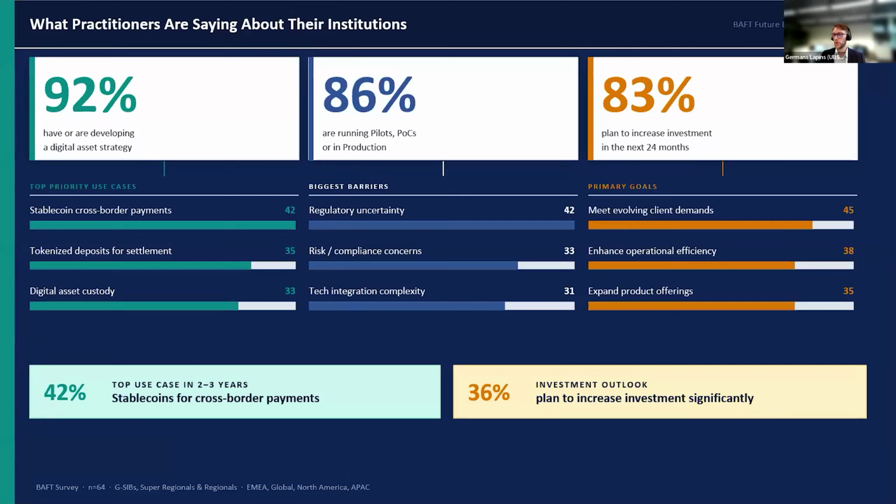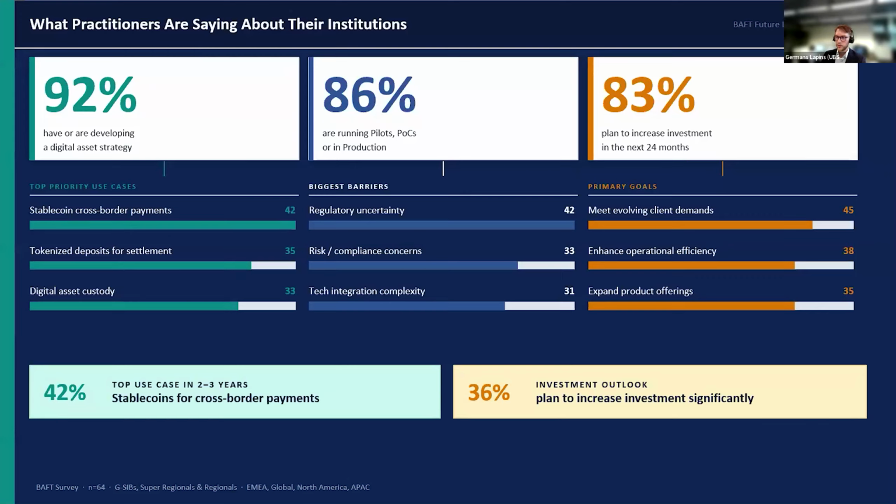92% said their banks already have or are currently developing a digital asset strategy. Around half of institutions are actively running pilots. And if you combine institutions which already have active solutions, running pilots, or proofs of concept, the number is striking: 86%. 83% said they plan to increase investments in digital assets in the next 24 months. This really highlights that the industry is not debating if anymore, but rather how and when to scale.